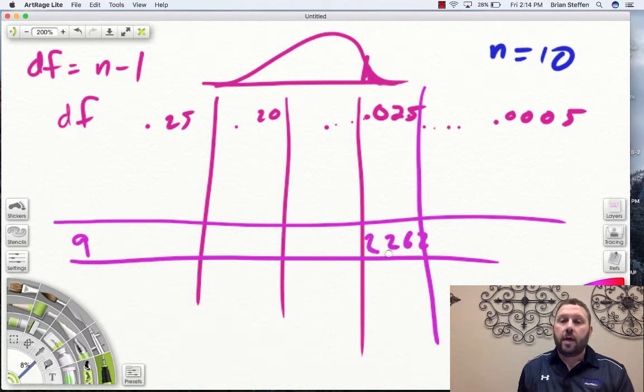2.262. How am I going to use that? Here's how you're going to use that. When we're doing a problem such as a confidence interval, and I have x bar plus or minus t times s over root n.